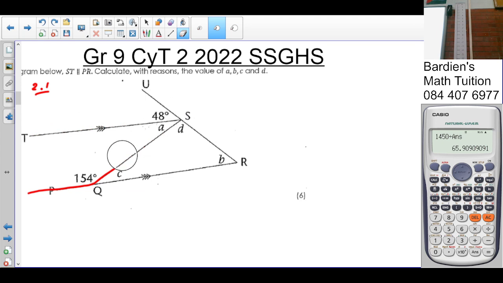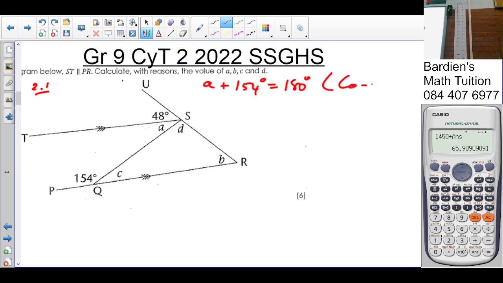You could have worked out B first if you want. They didn't say in order, but we are going to go in order. So A plus 154 is equal to 180. Why? Interior angles with TS being parallel to PR. Are you all okay with that? So A is equal to 180 minus 154. It's going to give you 26 degrees. So A is 26 degrees.